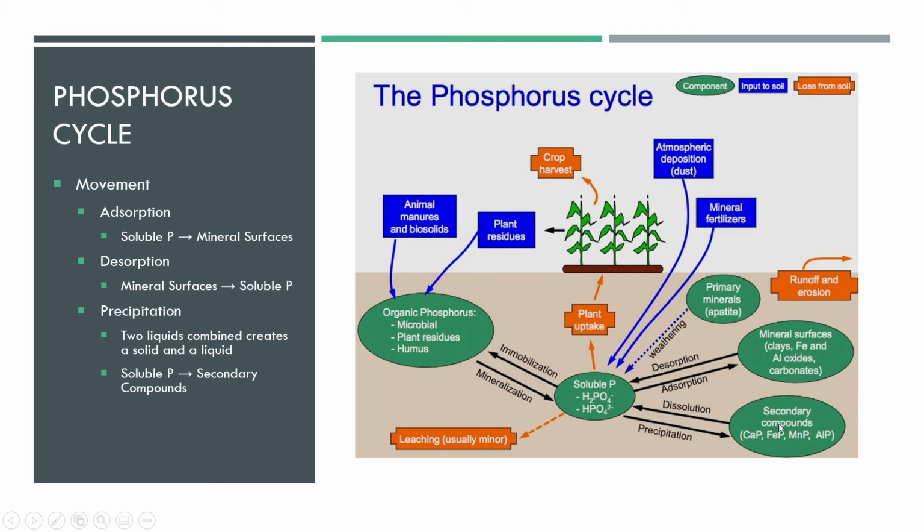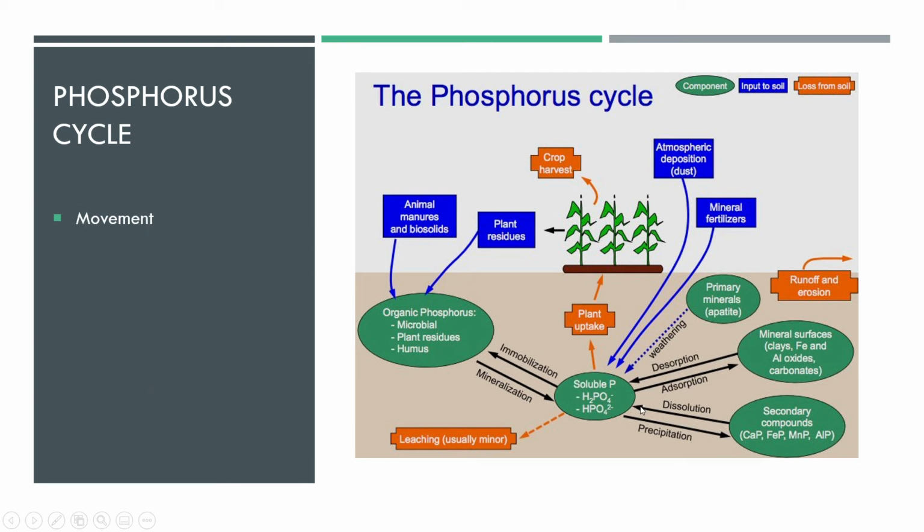Now, the opposite can happen too. These compounds can break down and then come out into soluble P. So it can go forwards, it can go backwards, just like you can see with all these other things. Forwards and backwards. More movement.